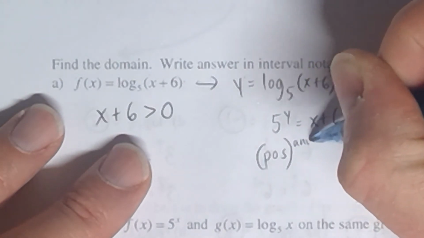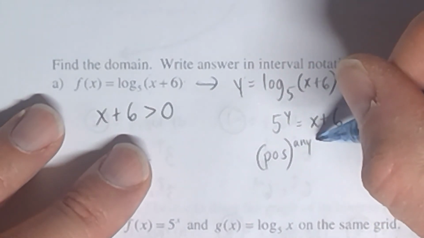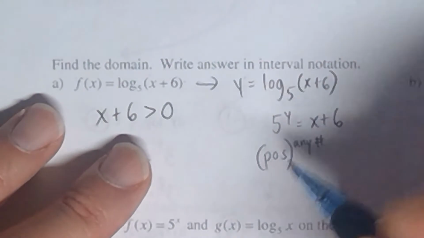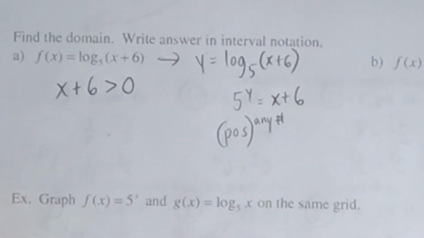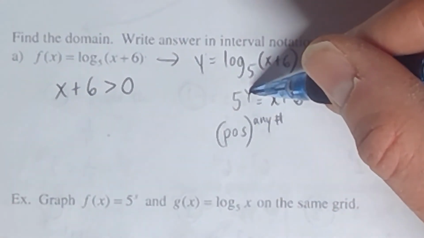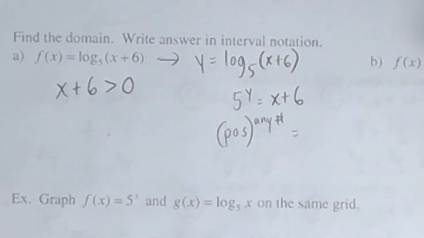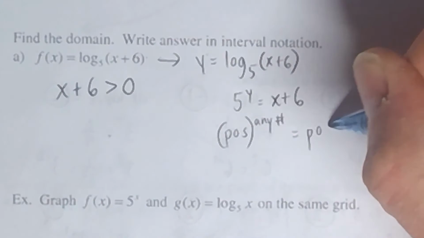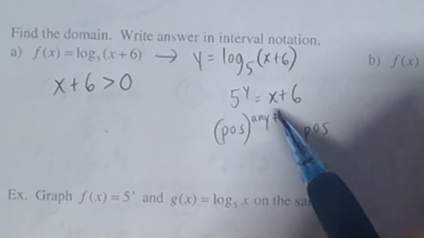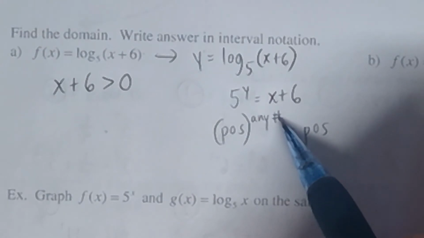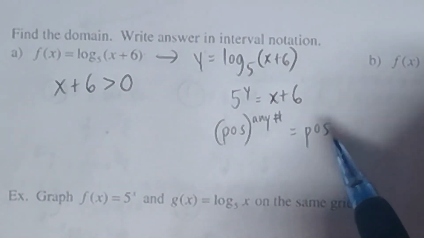If you have a positive number with any exponent, this could be any number at all. That exponent could be positive, it could be negative, it could be 0, any number at all that would go inside of that y right there. If you have a positive base, it always has to be positive. If you take any positive number and you raise it to any power in the world, even if it's negative, the answer will always be positive.